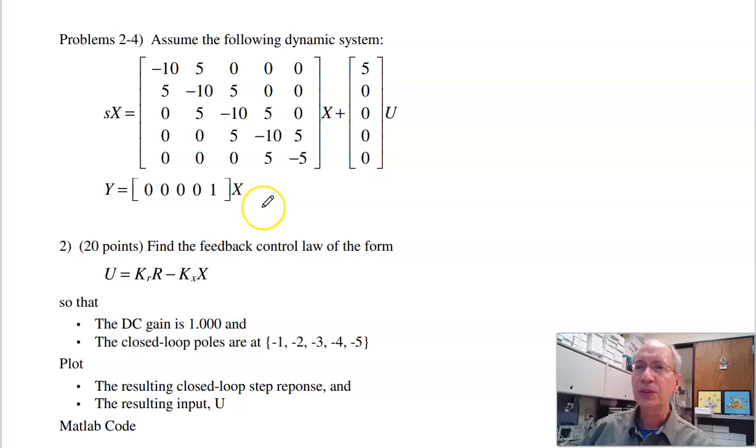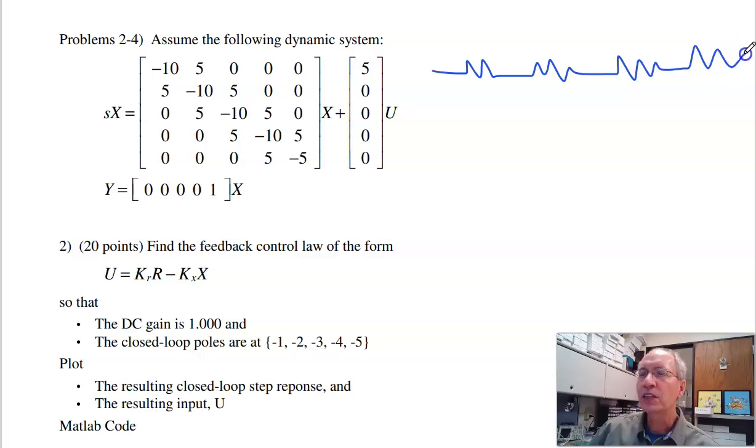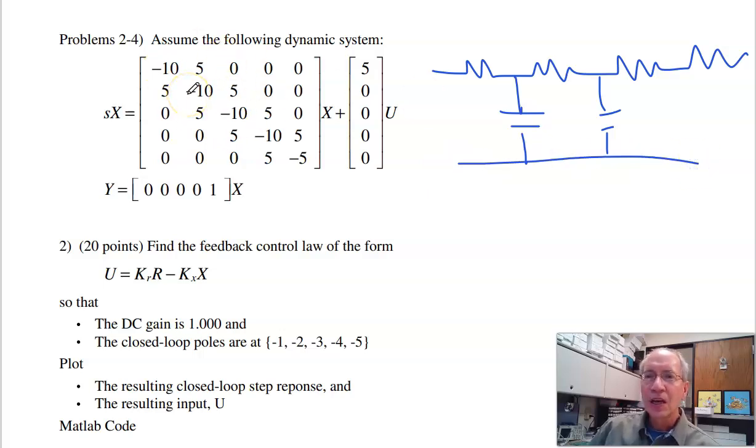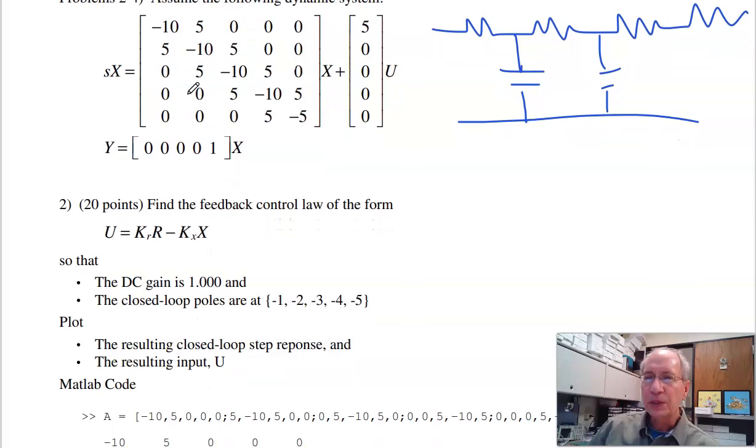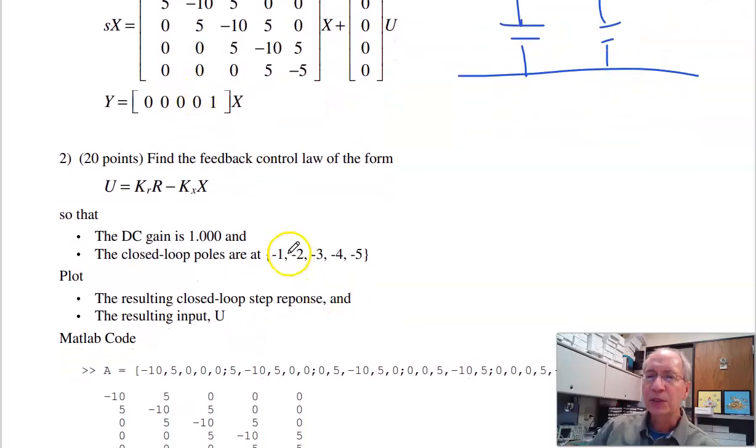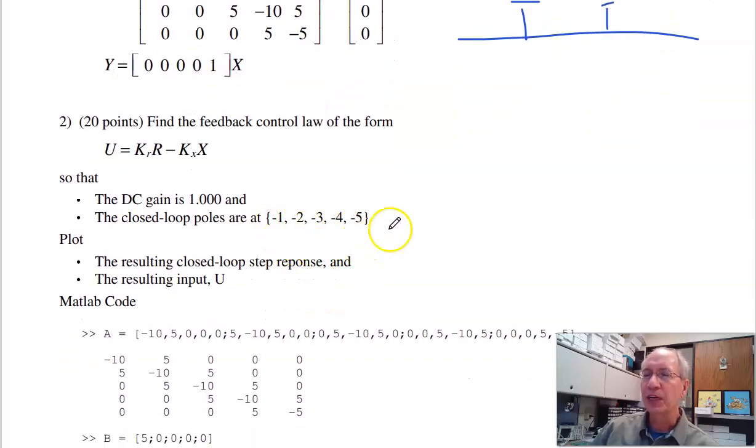Now problem 2 says let's look at a fifth order system. This corresponds to a 5-stage RC filter where 1 over RC is 5. That gives you these dynamics, if you care. Problem 2 says find the feedback gains to put the closed loop poles at minus 1, 2, 3, 4, 5.